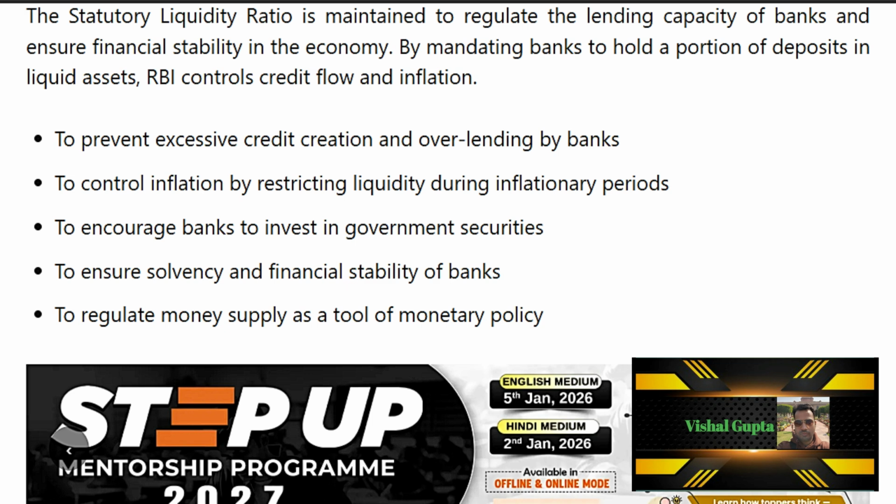RBI controls credit flow and inflation to prevent excessive credit creation and overlending by banks, to control inflation by restricting liquidity during inflationary periods, to encourage banks to invest in government securities, to ensure solvency and financial stability of banks, and to regulate money supply as a tool of monetary policy.